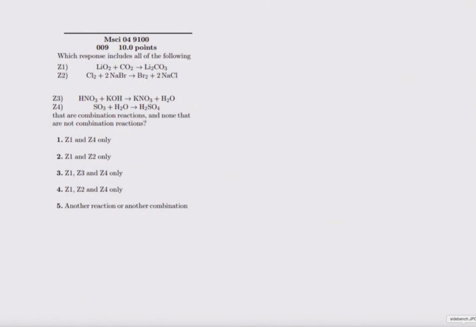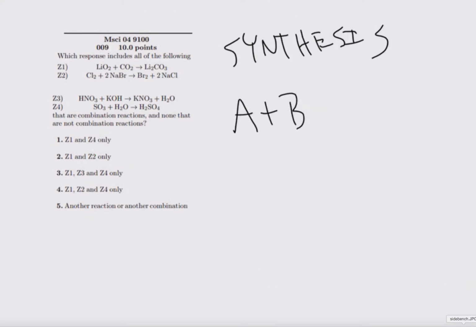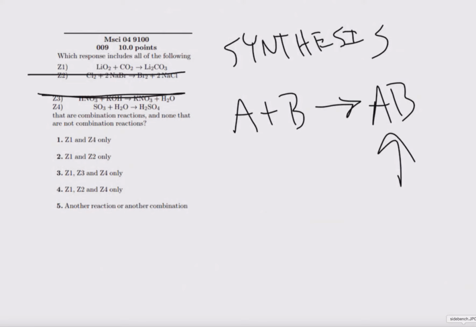Which of the following is a combination reaction only? And combination is just another word for synthesis. So what we're looking for is reactions that have the general form A plus B becomes AB combined. So only one product on the right-hand side, which eliminates these two as possibilities and leaves us with Z1 and Z4, which on my sheet is the first choice. Might be a different choice on your test, but it should be the same answer.